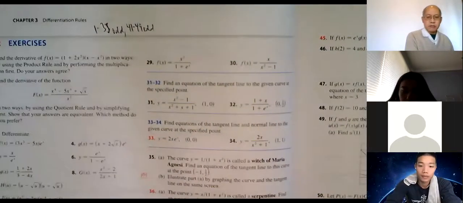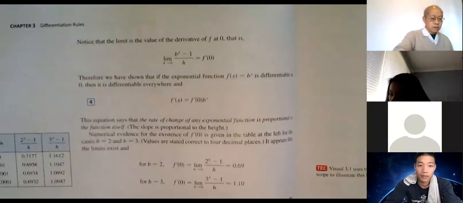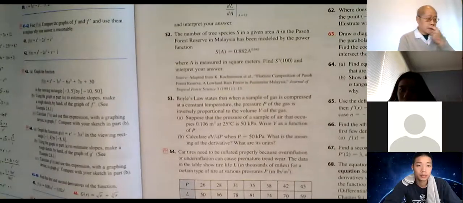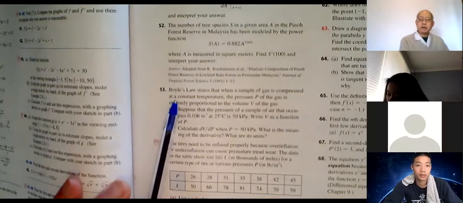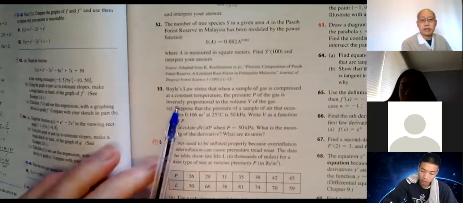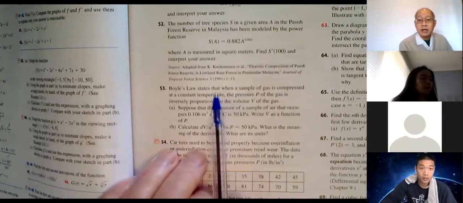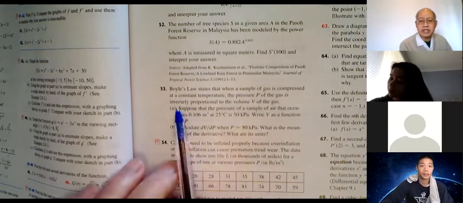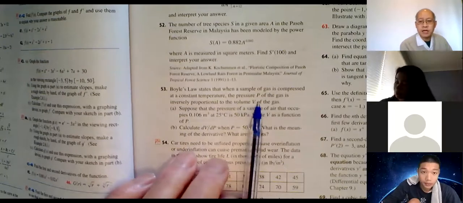Okay, and I actually wanted to go back and do some problems from section 1 because some of you had questions about that. So 3.1, number 53. Somebody asked about sort of a mini word problem. It talks about Boyle's law. So some of you may have heard of Boyle's law in chemistry or physics, but if you've never heard of it, that's okay. Boyle's law states that when a sample of gas is compressed at a constant temperature, the pressure P of the gas is inversely proportional to the volume V of the gas.